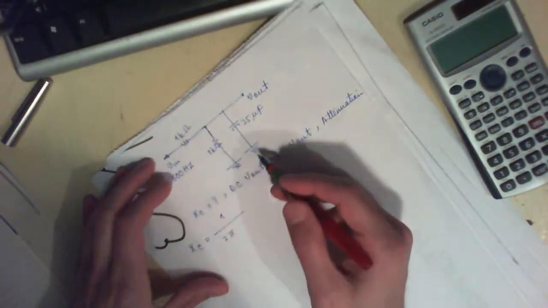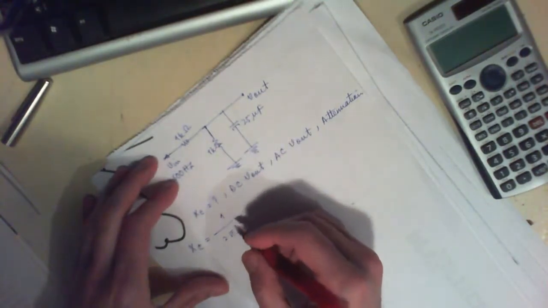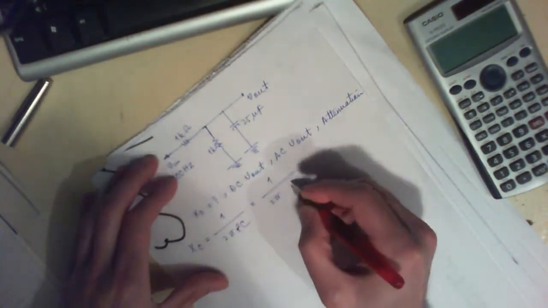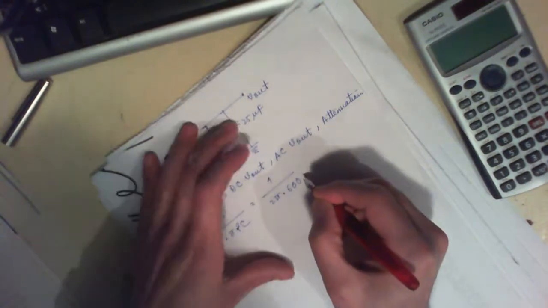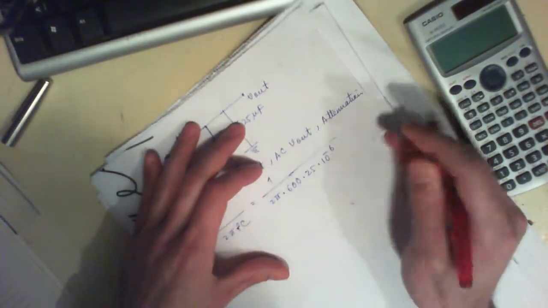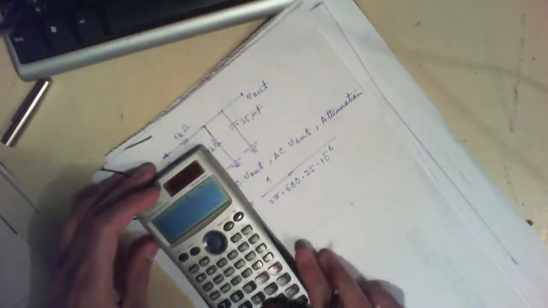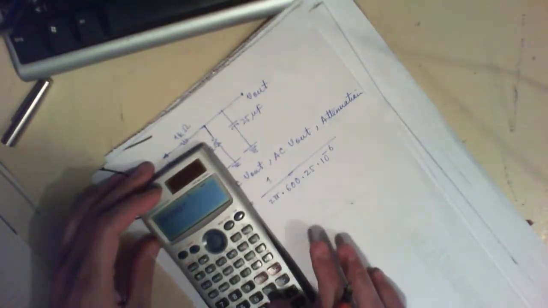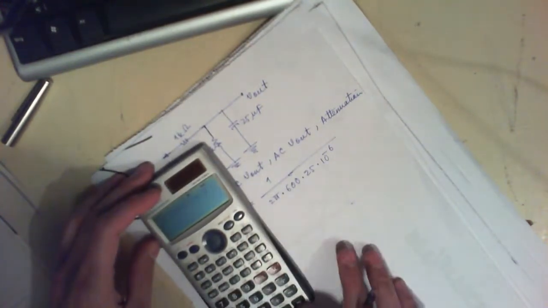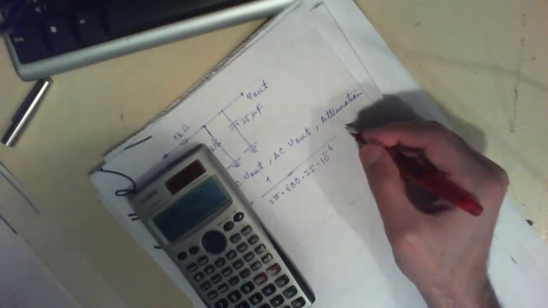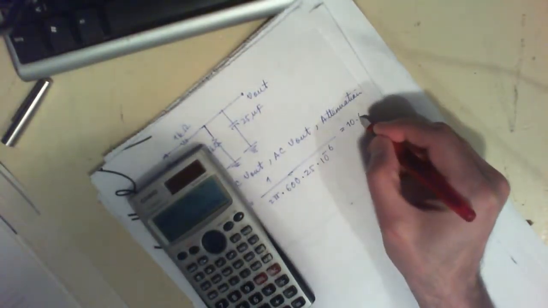Now if the frequency is 600 hertz, then X sub C is 1 over 2 pi f C, which is equal to 1 over 2 pi times 600 hertz times the capacitance, which is 25 times 10 raised to the power negative 6 farads. That's the reciprocal of 2 pi times 600 times 25 times 10 to the power negative 6, which is equal to 10.6 ohm.